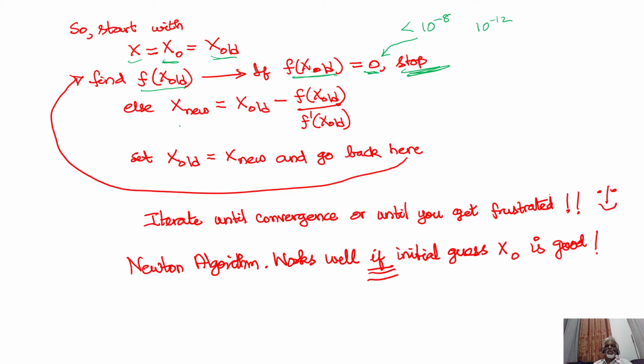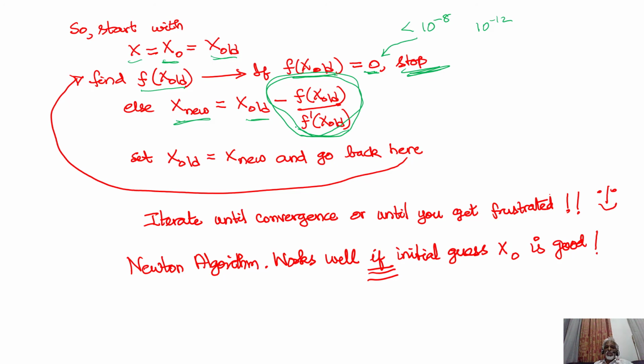Otherwise, you create a new x, which is equal to x old minus f at x old divided by f dash at x old. So this is the Newton's correction. This is the smart correction, assuming a linear kind of function. That is the assumption behind this. You believe that the system is linear in its behavior around x naught. It may not be the case. That is why you have to iterate multiple times. Otherwise, in one shot, you will get the answer.